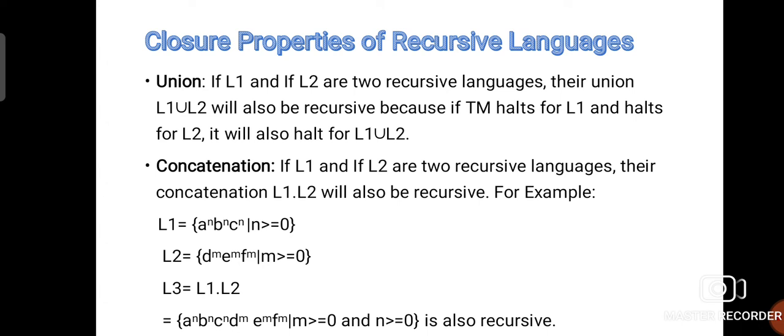Then concatenation. If L1 and L2 are two recursive languages, their concatenation L1 dot L2 will also be recursive. For example, if L1 is equal to a power n, b power n, c power n, and L2 is equal to d power m, e power m, f power m, then L3, which is L1 dot L2, will have the resultant language of the form a power n, b power n, c power n, d power m, e power m, f power m, which will also be recursive.